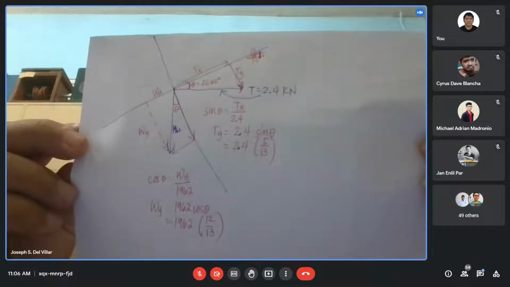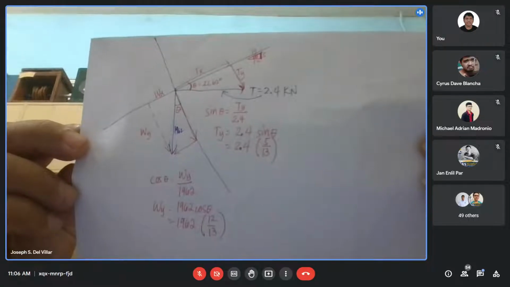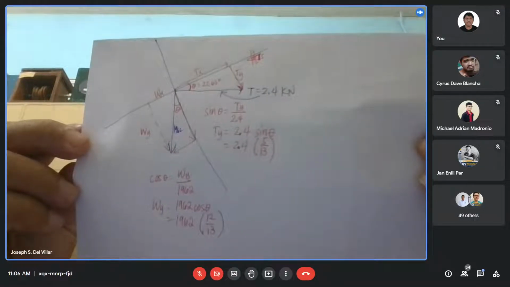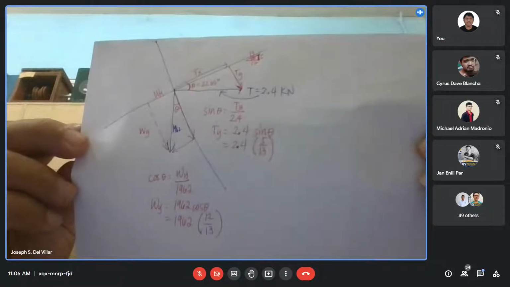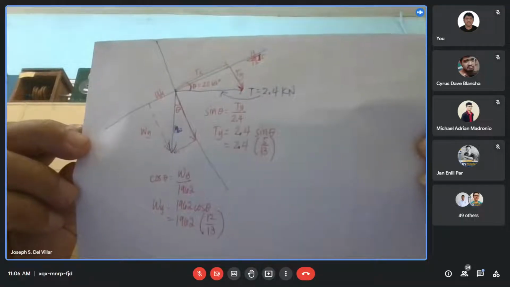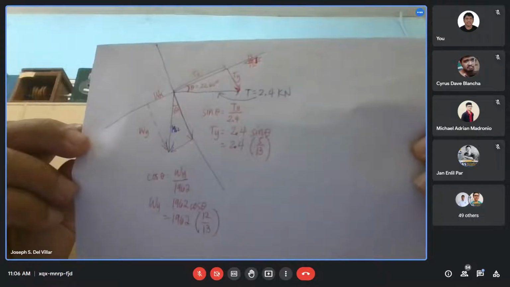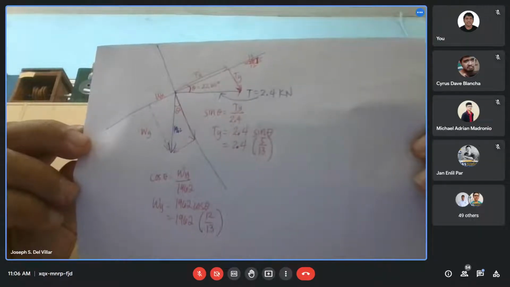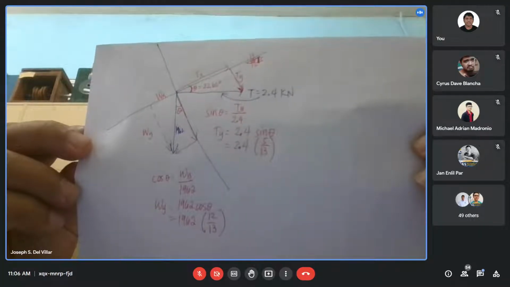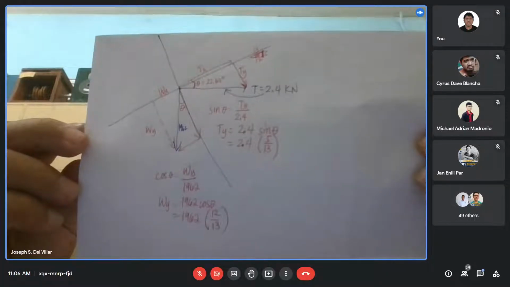Yung 5, 12, 13 is the longest, so therefore 13 is the hypotenuse. So siya yung naka-over doon. Over 5 over hypotenuse, 12 over hypotenuse. Okay? Nakuha na? So that we can proceed.